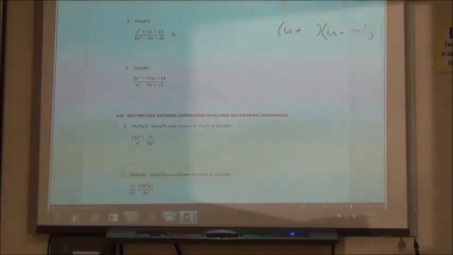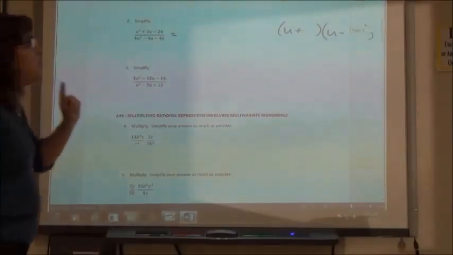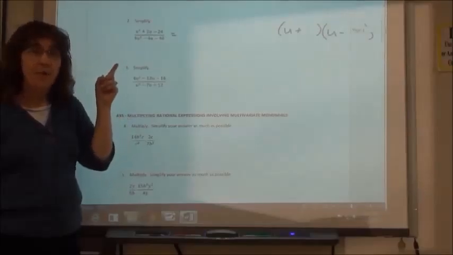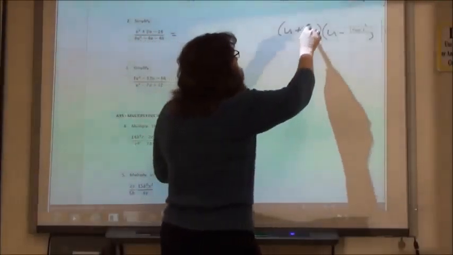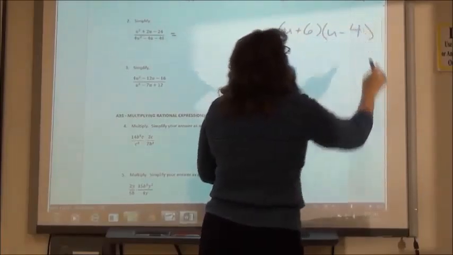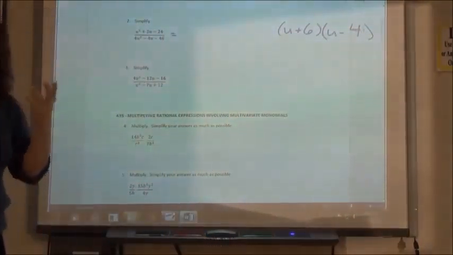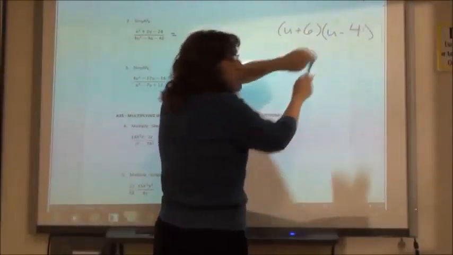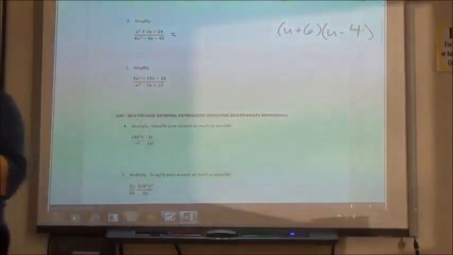Factors. What times what is 24? Okay, what times what is 24? 6 and 4. So if I want to get a positive 2, that means the bigger number has to be by the plus sign, right? 6 minus 4 is 2, right? Negative 4u plus 6u is the 2u in the middle. Exactly.